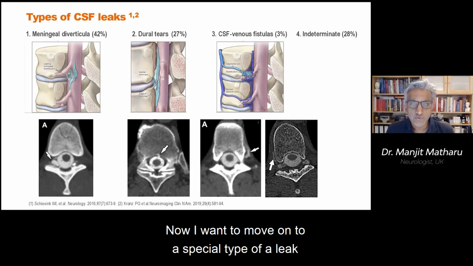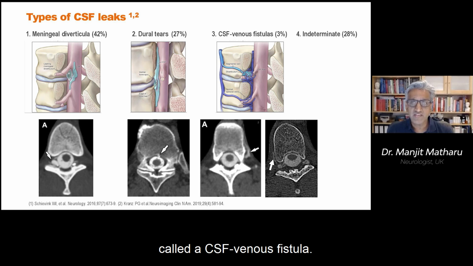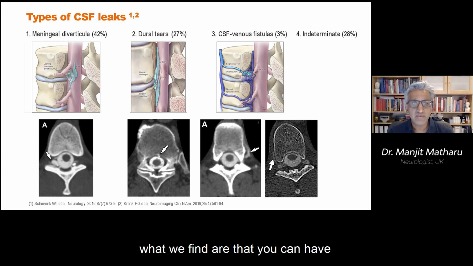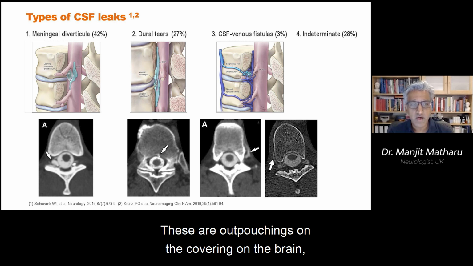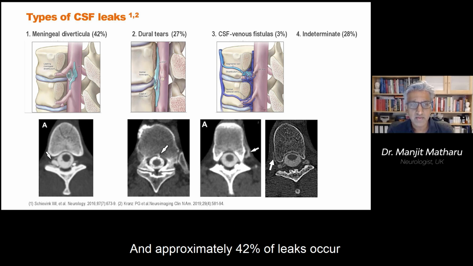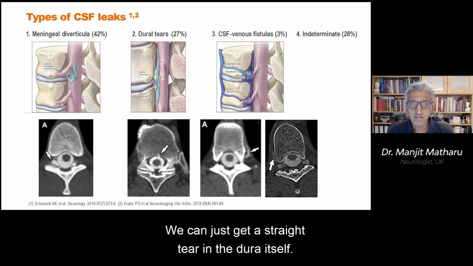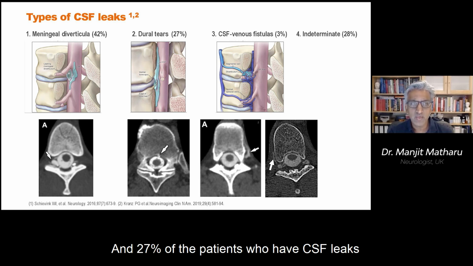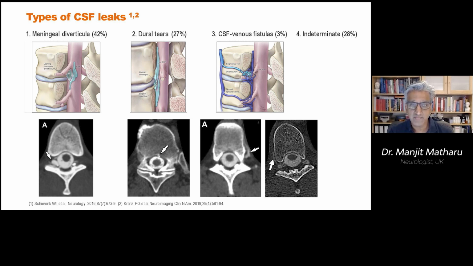Now, I want to move on to a special type of leak called a CSF venous fistula. When we look at the types of leaks that we have, you can have what we call meningeal diverticuli. These are outpouchings on the covering of the brain, on the meninges, and approximately 42% of the leaks occur from those kinds of outpouchings. You can just get a straight tear in the dura itself, and 27% of the patients who have CSF leaks have it due to dural tears.